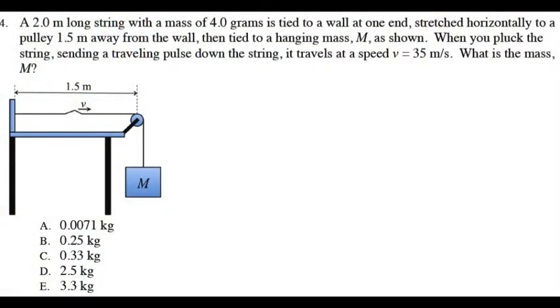A 2.0 meter long string with a mass of 4.0 grams is tied to a wall at one end, stretched horizontally to a pulley 1.5 meters away from the wall, then tied to a hanging mass M as shown. When you pluck the string, sending a traveling pulse down the string, it travels at speed v equals 35 meters per second. What is the mass M? And there's a selection of numbers there from 0.007 kilograms all the way up to 3.3 kilograms.